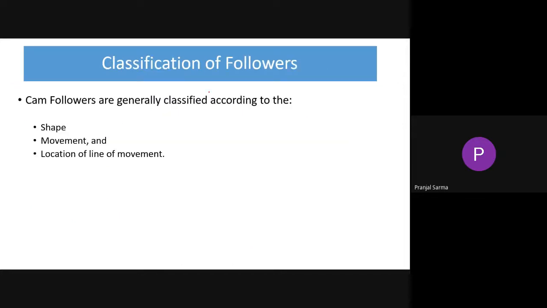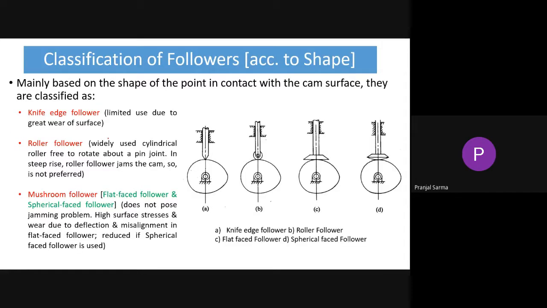Similarly, followers can also be classified based on shape, what kind of movement they get, and the location of the line of movement. Based on shape, we have already discussed these things. Knife edge follower, you can see here. It is based on the shape of the point of contact with the cam surface. It looks something like this, but it has limited use because of this particular knife edge. Some plowing kind of phenomenon might happen, and heavy wear on the surface might be there.